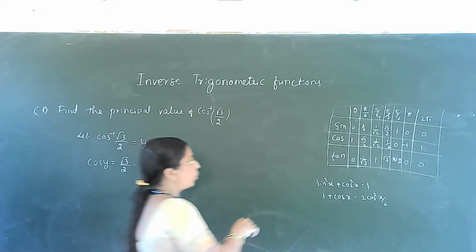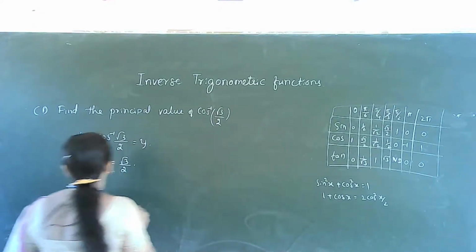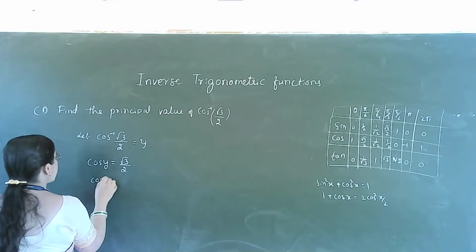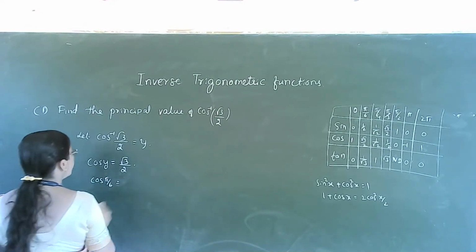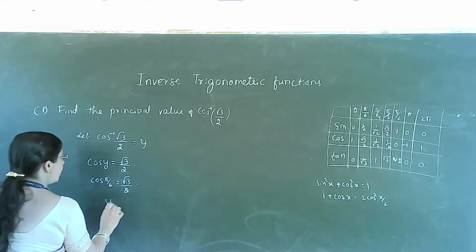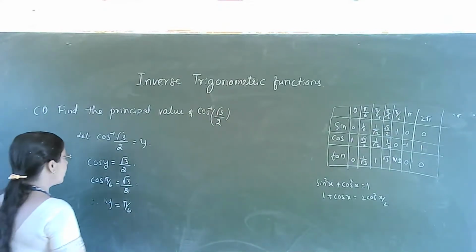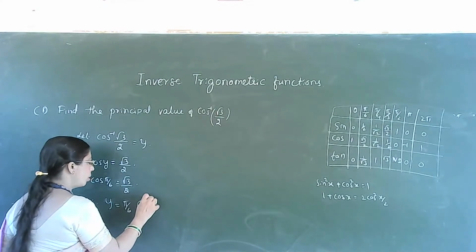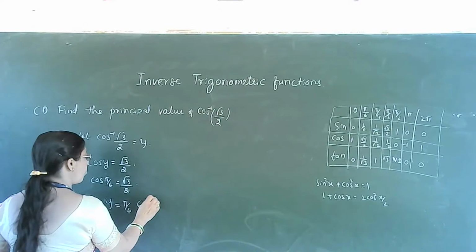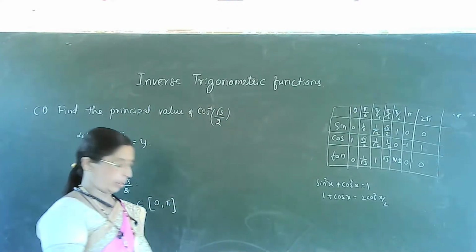Cos y is equal to root 3 by 2, which is saying that cos 5π by 6 is equal to root 3 by 2. Therefore, y is equal to 5π by 6. It belongs to the principal value branch, which is the principal value branch of cos inverse, 0 to π.